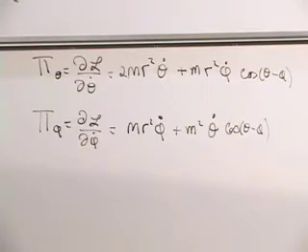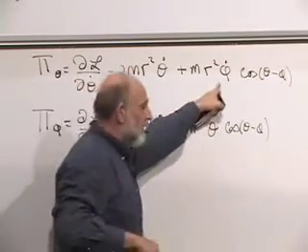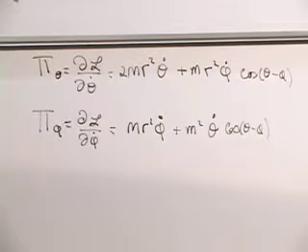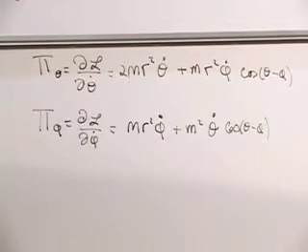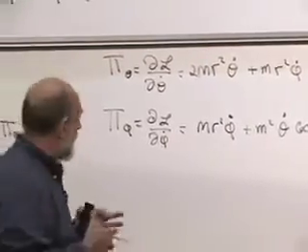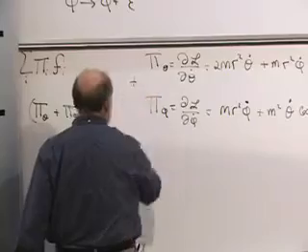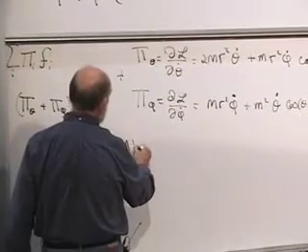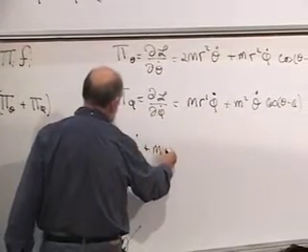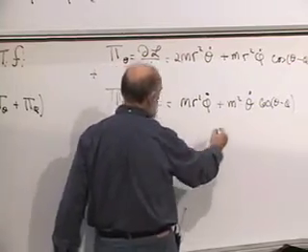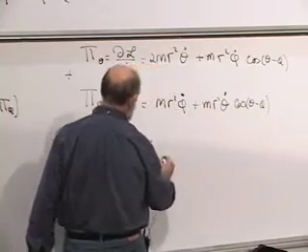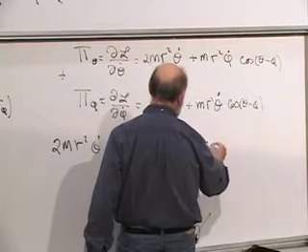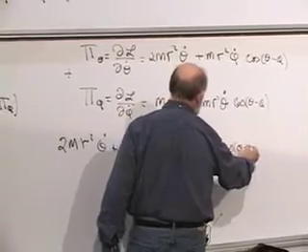Look how odd it's gotten. Pi sub theta involves phi dot, and pi sub phi involves theta dot. So things have gotten a little mixed up. Not to worry, nevertheless, follow our nose, mechanically add these things together. I will write out the answer. The answer is 2mr squared theta dot plus mr squared phi dot. I think I'm missing an mr squared here, right? Plus mr squared theta dot plus phi dot times cosine of theta minus phi.